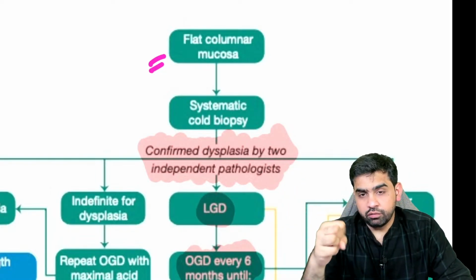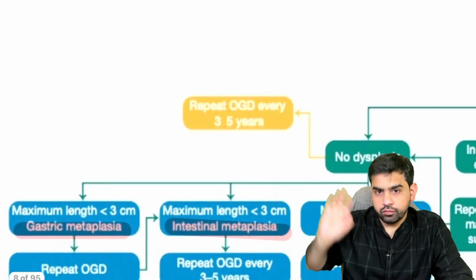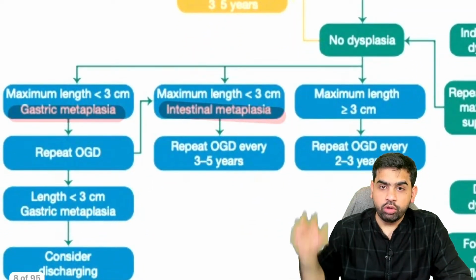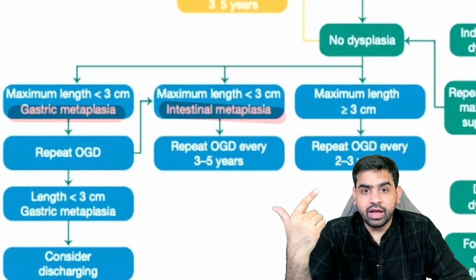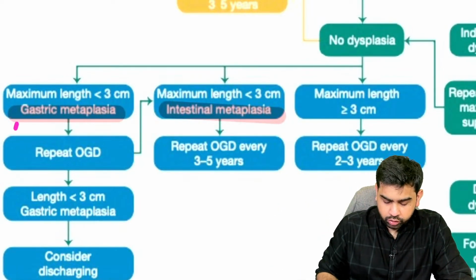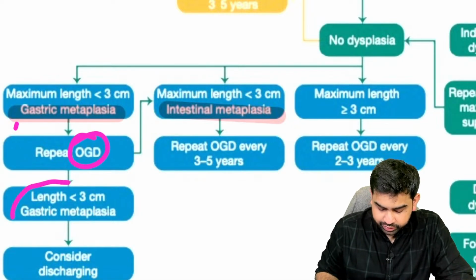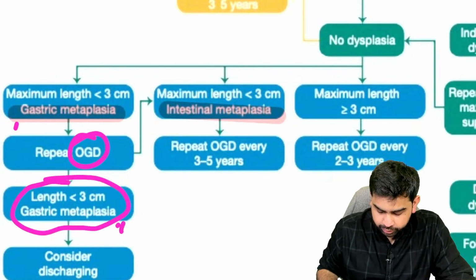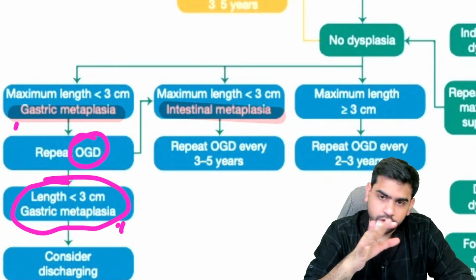Now, once you have reconfirmed whether the dysplasia is there or not, first let's talk about the dysplasia not being there. If the dysplasia is not there, then you can have a gastric metaplasia or an intestinal metaplasia. Now you can just go through this. If there is a gastric metaplasia, then you repeat the upper GI endoscopy. If the length is less than 3 centimeters gastric metaplasia, you consider discharging the patient. So in other words, gastric metaplasia is a bit on the benign side.